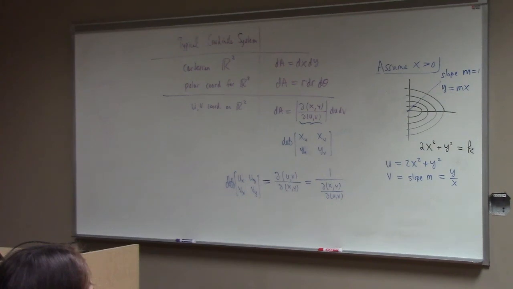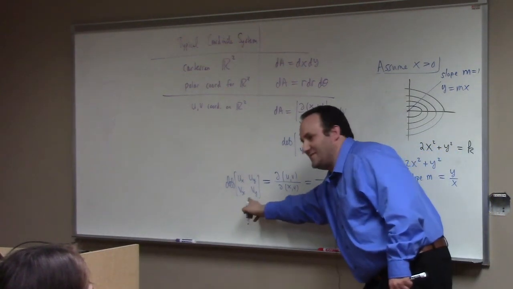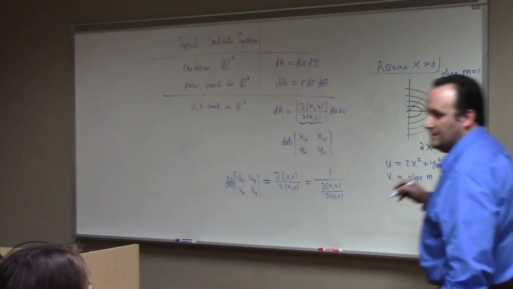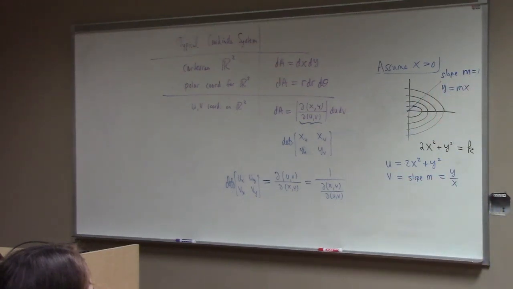What is u sub y? Yeah, 2y. And what is v sub y? I'm trying to do this calculation right here. V sub y. What do you say? I heard somebody say 1 over x. That's very good. So here we go.